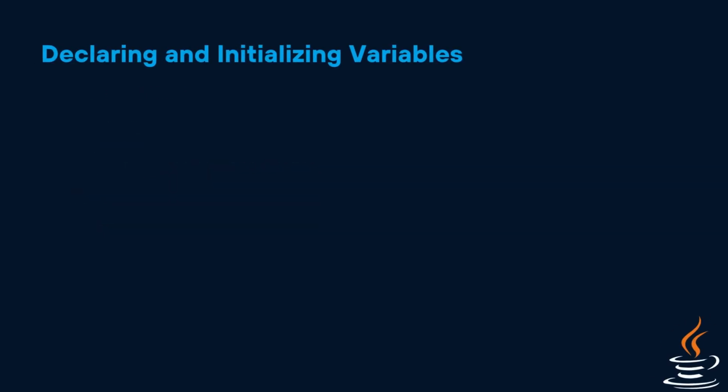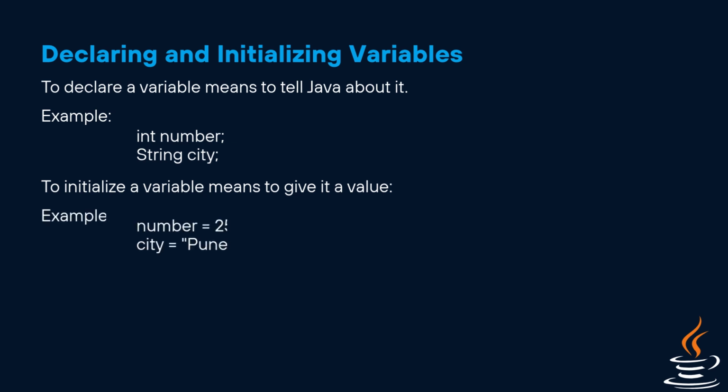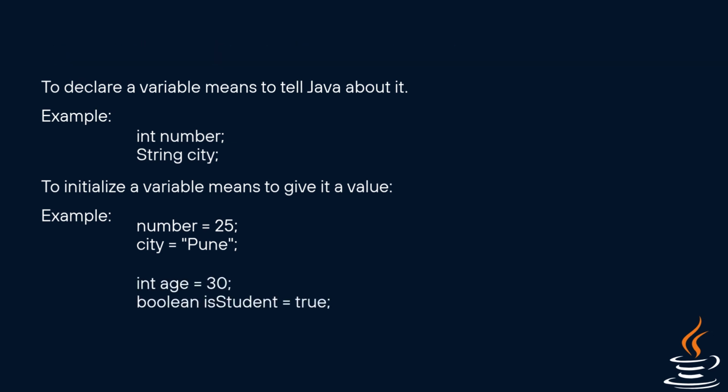Declaring and initializing variables. To declare a variable means to tell Java about it. For example, int number; String city;. This reserves space in memory but doesn't put any value inside it. To initialize a variable means to give it a value. number = 25, city = "Pune". You can also declare and initialize a variable all in one line: int age = 30, boolean isStudent = true.